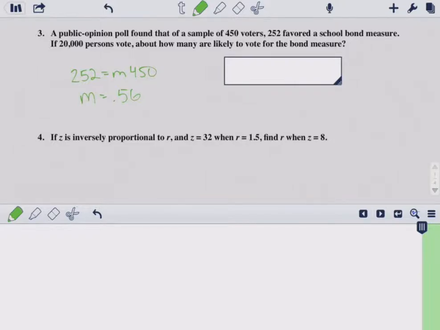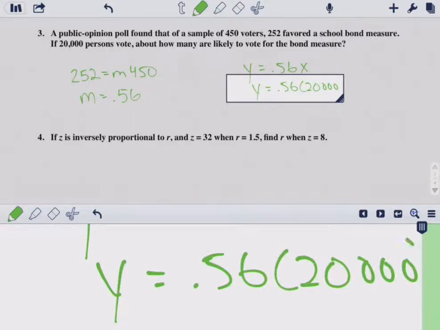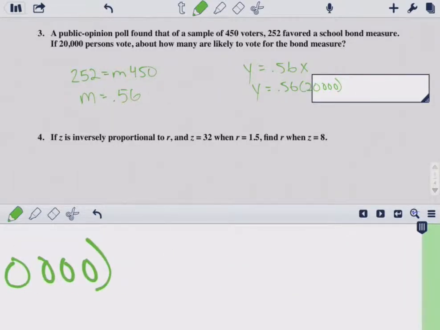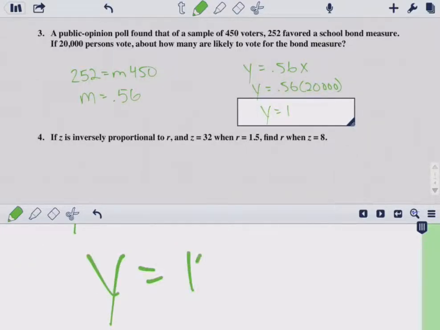So we've got those that favored, which we'll do with y, and those that voted is x. So y is equal to 0.56x, so y is equal to 0.56 times 20,000. So I do 0.56 times 20,000, and we get 12,000. So we expect 12,000 people.